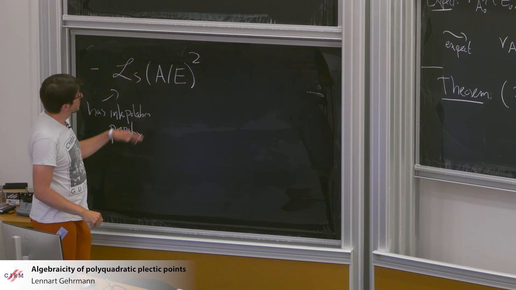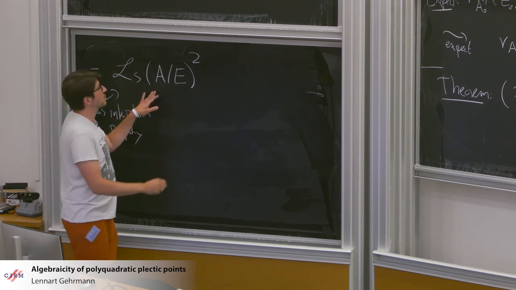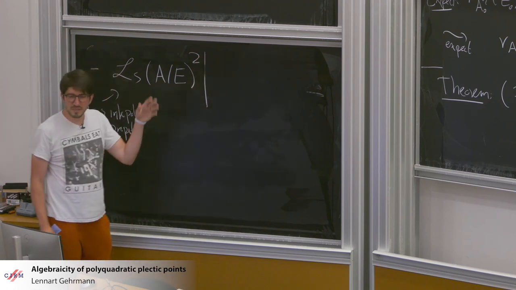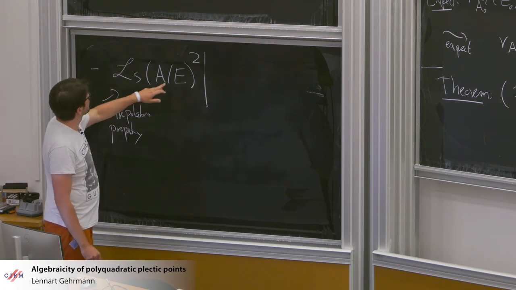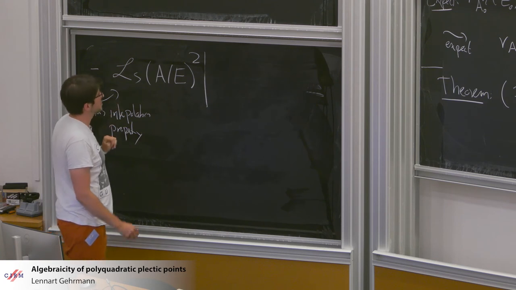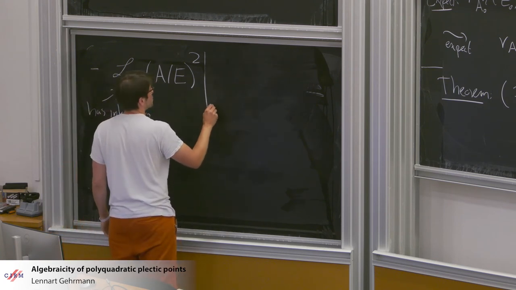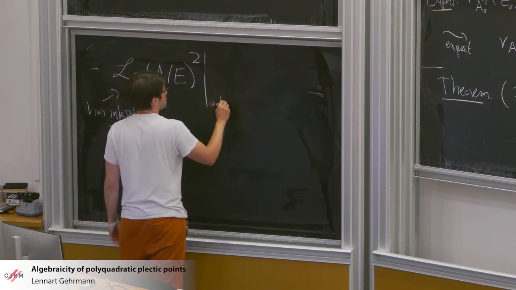And then this will live on some kind of maximal abelian anticyclotomic Galois group of E. And you can somehow restrict this to anticyclotomic extensions of this E naught.